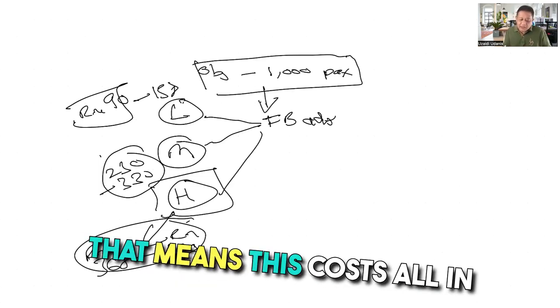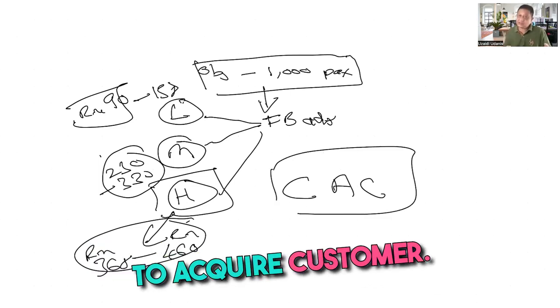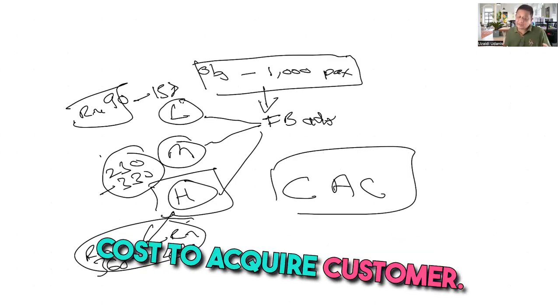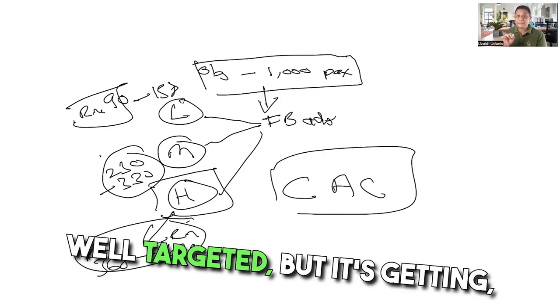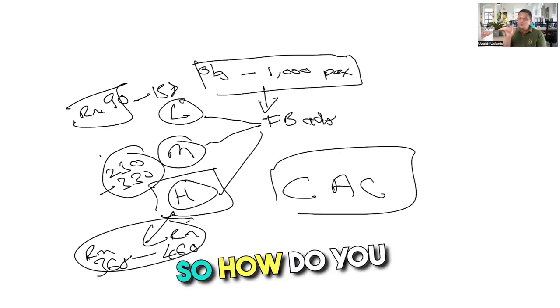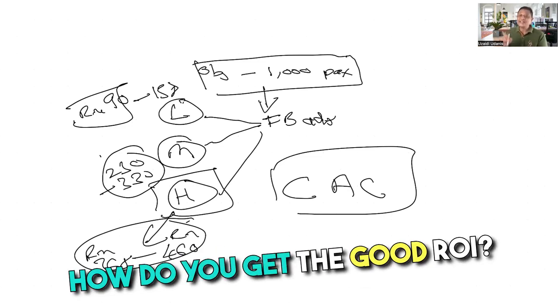All this, they use CAC. That means cost all in advertising, CAC, it means cost to acquire customer. So Facebook ads is good, well targeted, but it's getting more expensive. So how do you make it viable? How do you get the ROI?